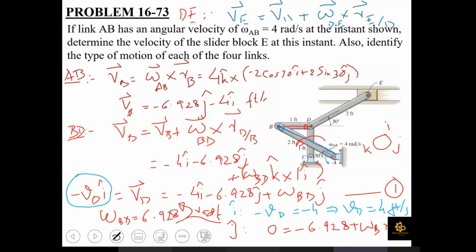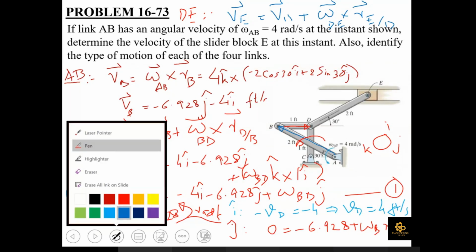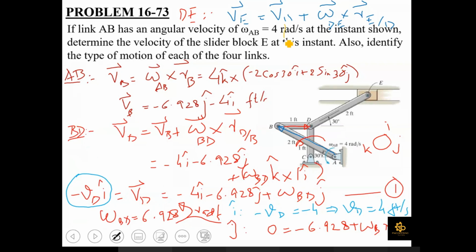Okay, in this equation, what should be our VD? The VD that we have found, what is it? -4i, isn't it? Yes, sir. So VD is going to be -4i. Can you judge the direction of omega DE? We discussed this yesterday. Yes, sir. What will it be? Clockwise or counterclockwise?